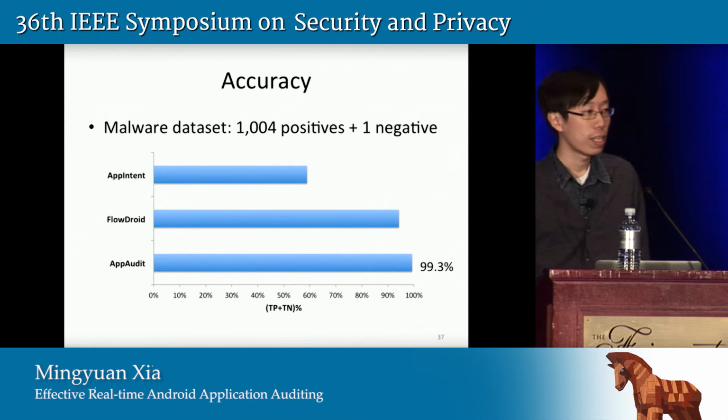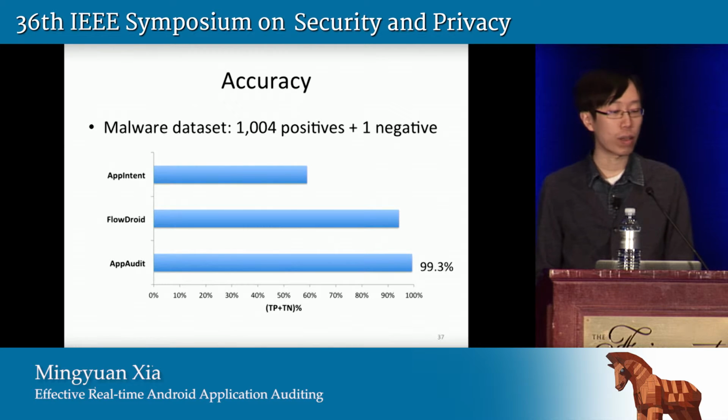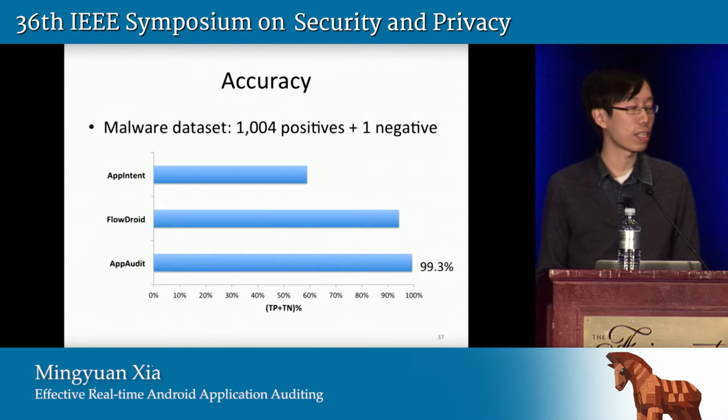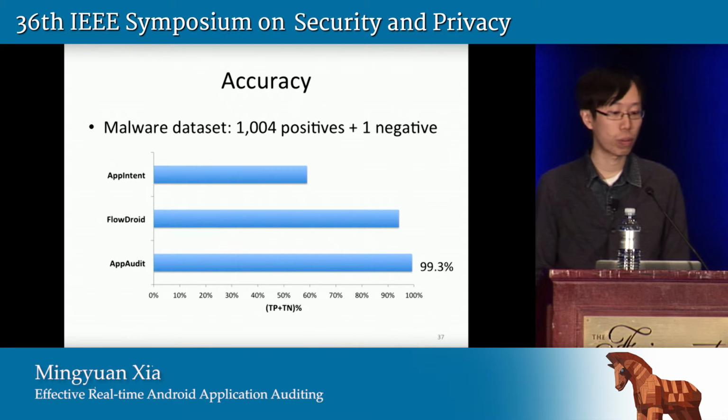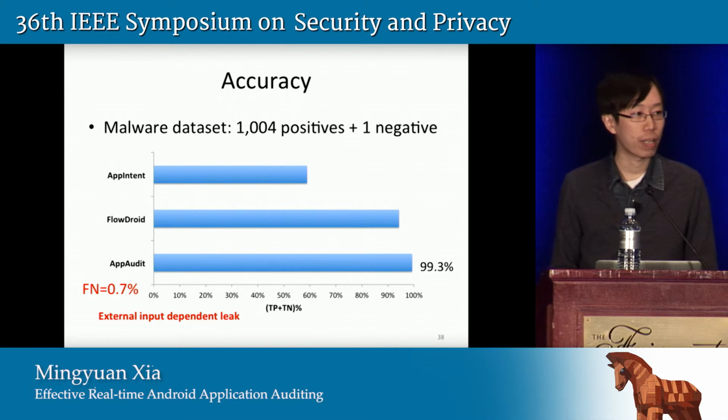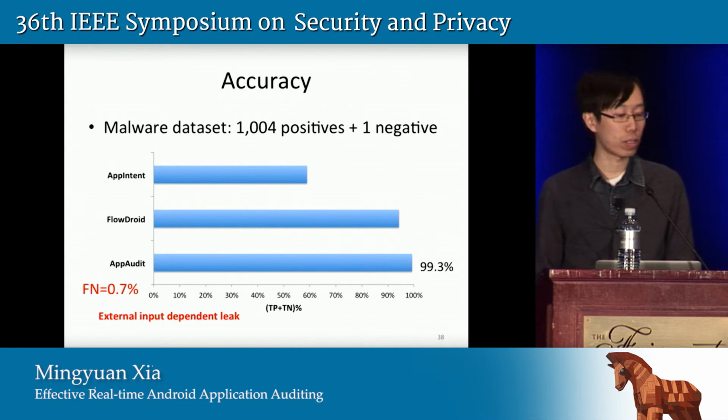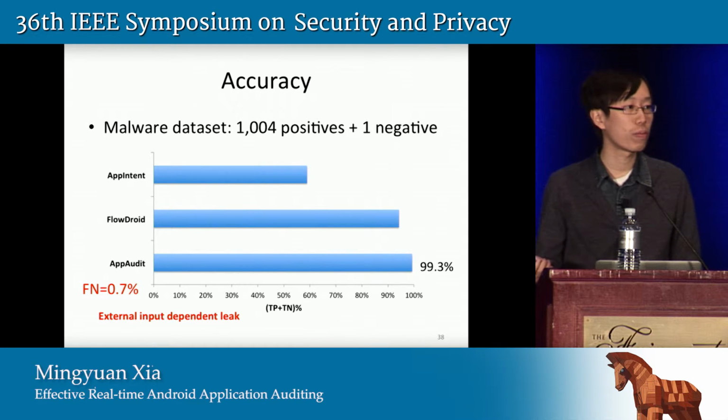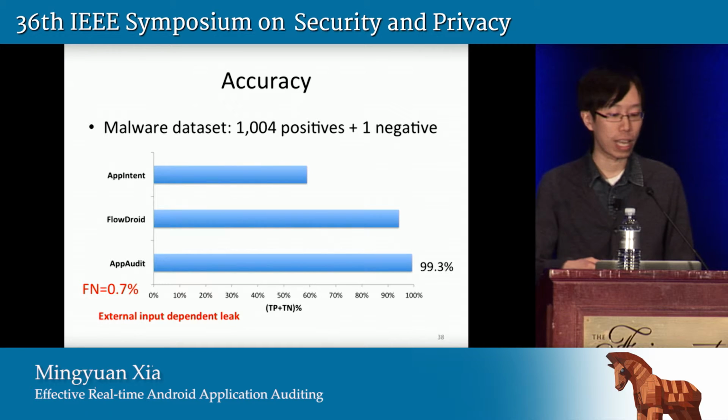First, the accuracy. The malware dataset contains over 1,000 samples, and we are comparing AppAudit with two other static analysis tools. AppIntent is symbolic execution based, and FlowDroid is flow graph based. You can see that AppAudit is leading in accuracy. The missing 0.7% are all false negatives. They are all external input-dependent leaks. Typically, there is a malware function which pings a phone number, then waits for its callback, and then leaks its data.